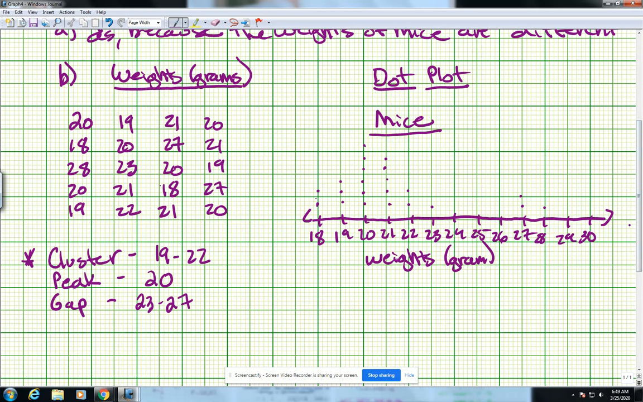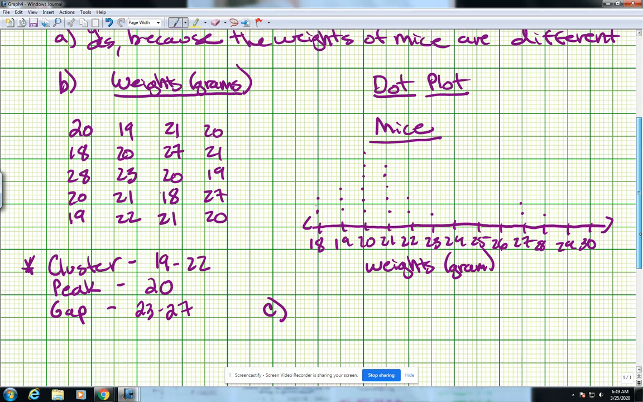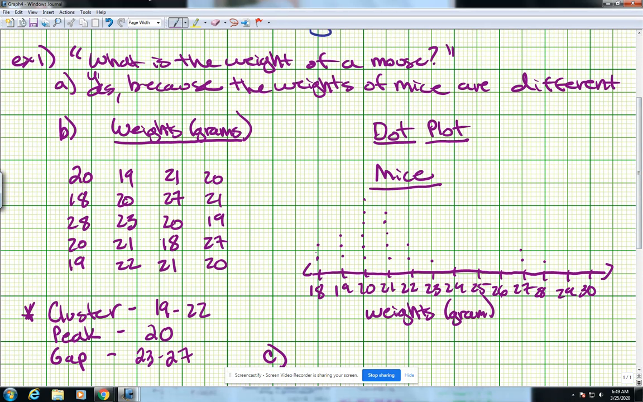So you can pause the video. Oh, I'm sorry, there's one more. Question C says, use the distribution of the data to answer the question. Okay, so here's question C. Looking at the distribution of this data means to look at how spread out the dots are or how clumped together they are. And they want us to answer the question. And remember, the original question was, what is the weight of a mouse?